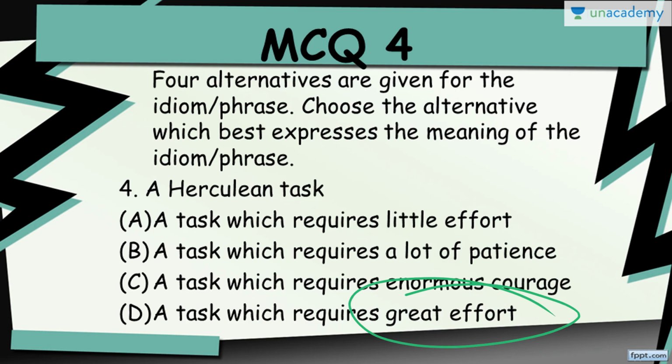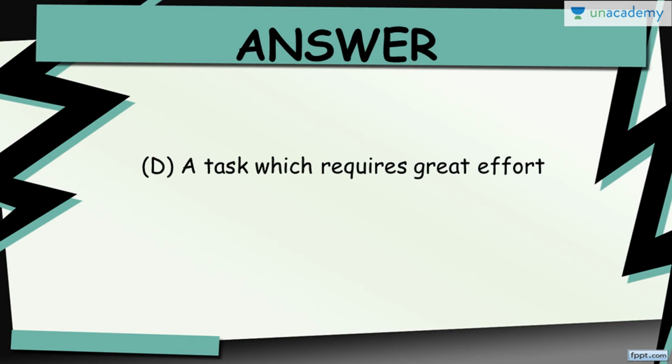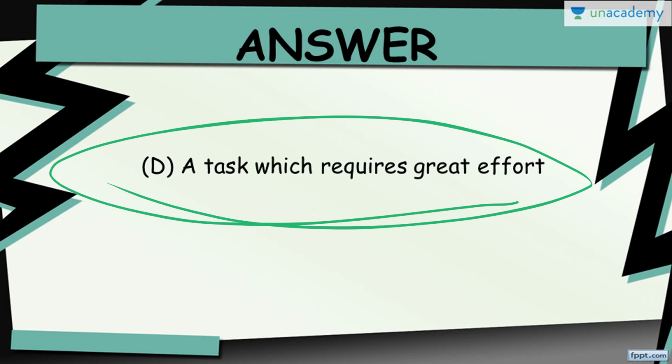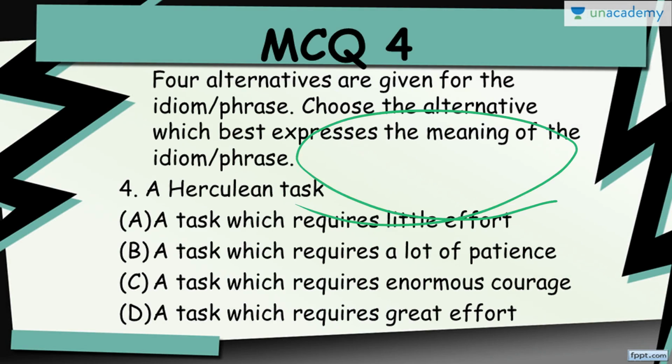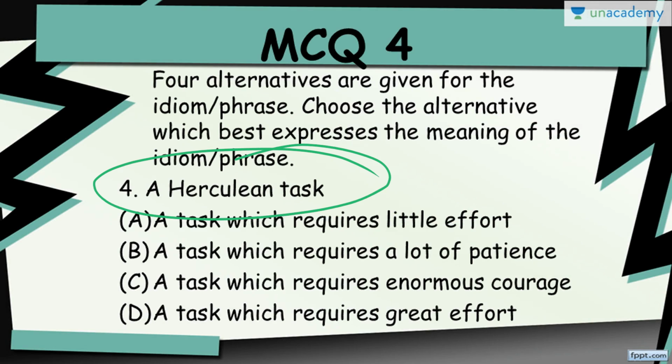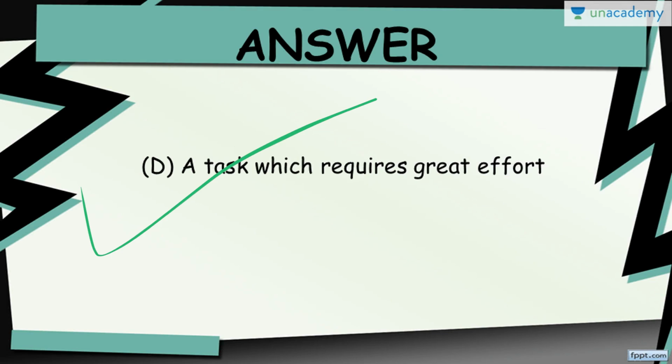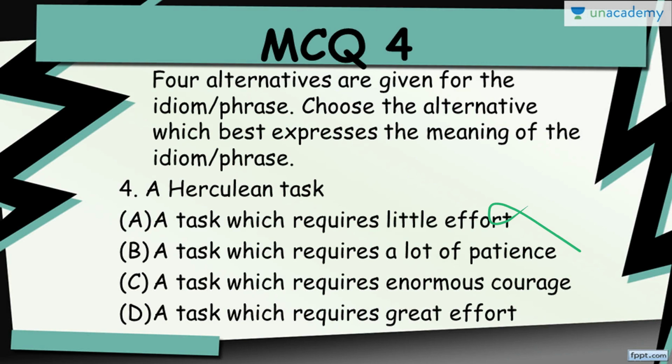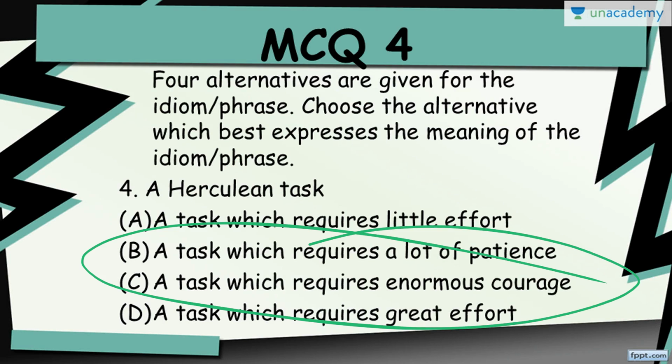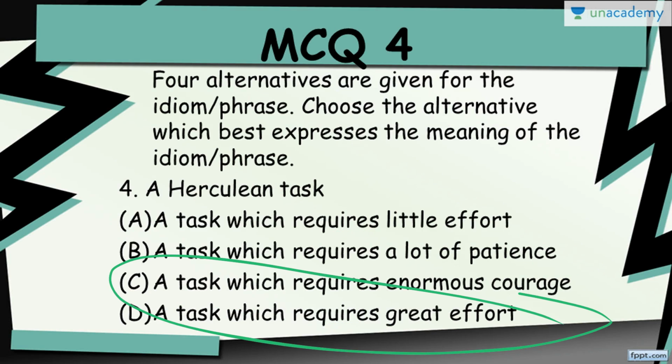So if you have ever imagined Hercules, you would always imagine him with stones, like a big boulder in his hands, okay? And that is the thing which requires great effort, not enormous courage. So that is the point of time where you need to put a pictorial image in your mind, and then the correct answer will come, which is a task which requires great efforts. So whenever something is a Herculean task, something is very big, then that task is requiring great effort. So now we know what is a Herculean task, a task which requires great effort. Option D is the correct answer, because we had already eliminated option A and option B, and option C might have been true, but it's not, because the last one is entirely correct in this case.